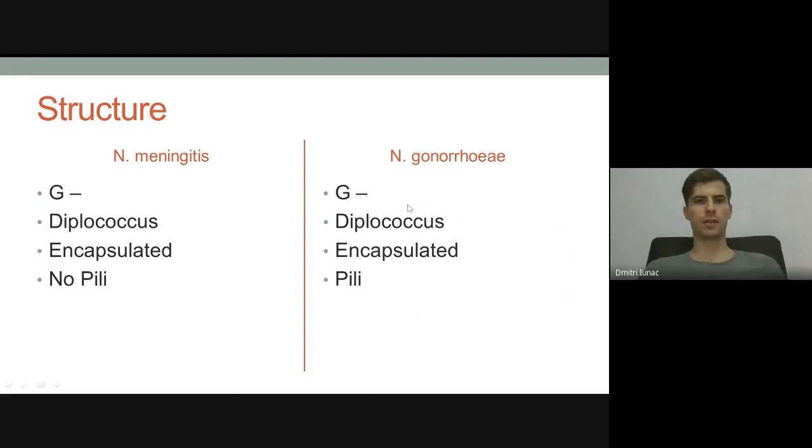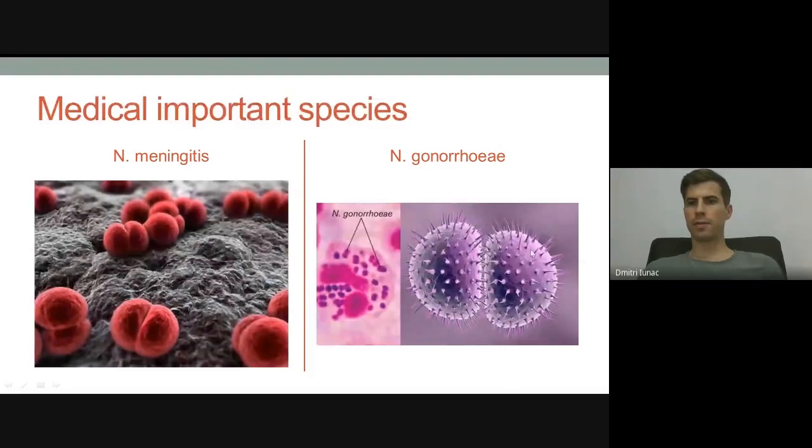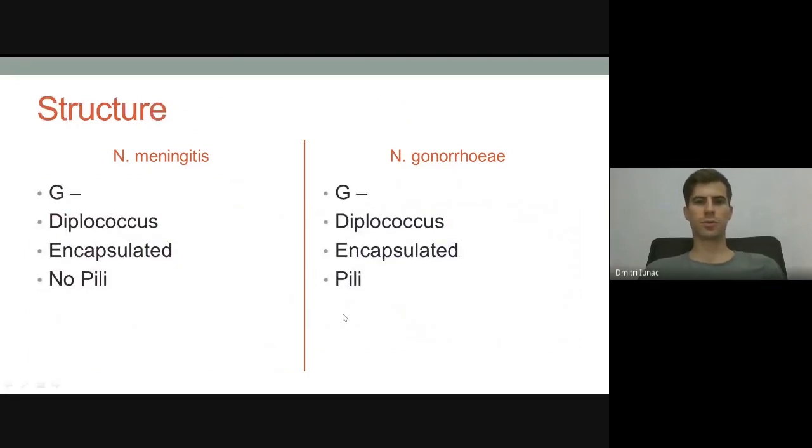Both of them are gram-negative, both of them are diplococcus. The shape is kind of coffee beans, arranged in pairs. Both of them are encapsulated, but the only difference is that Neisseria gonorrhoeae can have pili, as you can see in this picture. It is a structure which helps in adhesion, in anchoring of the bacteria on surfaces. Even if Neisseria meningitidis doesn't have pili, both of them have a capsule, and in some cases the capsule has the same function as pili. It helps adhesion.